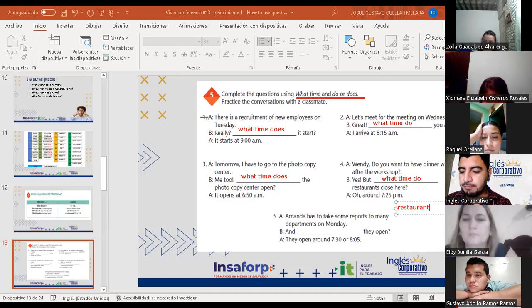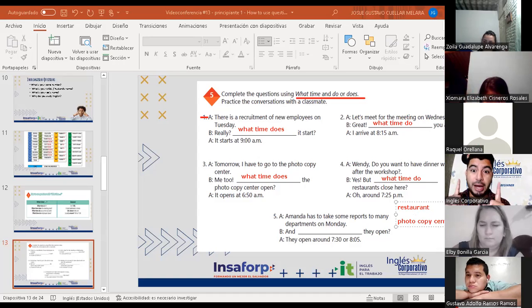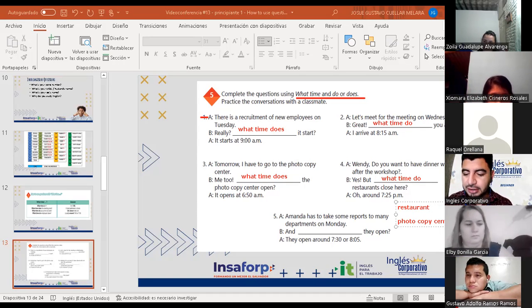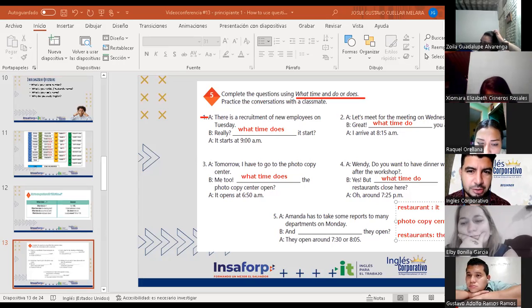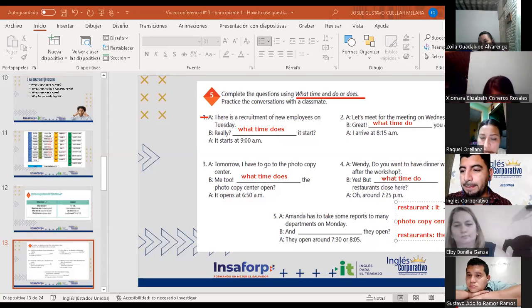Restaurant y photocopy center son lugares, singular. O sea que en lugar de restaurante puedo utilizar it, ¿verdad? Porque estoy hablando de eso. En lugar del photocopy center, puedo utilizar también it. Pero cuando digo restaurants, estoy hablando en plural. O sea que en lugar de it, voy a utilizar they aquí. Los restaurantes. Esos restaurantes. Por eso utilizamos do. Y para este, como es singular, utilizamos does.